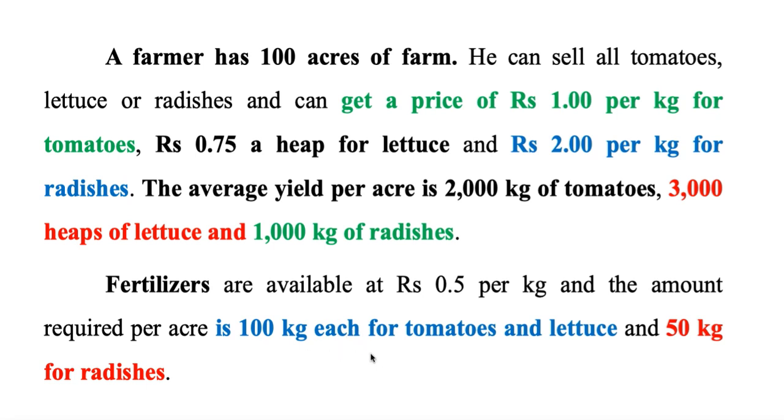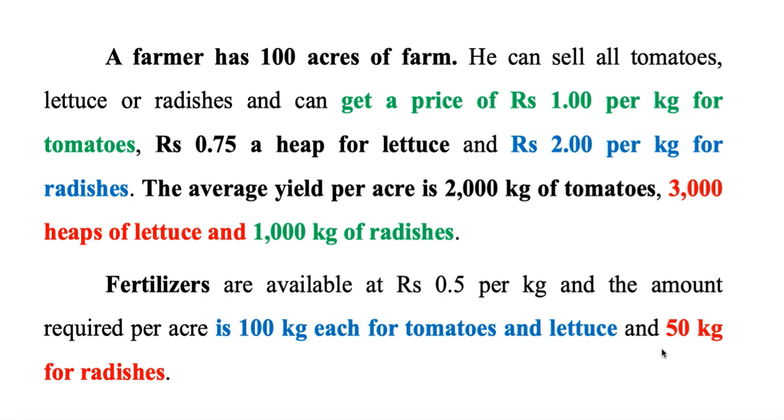That means we are going to add x1 and x2 into 100 kgs, because we have x1 and x2 acres of land available for tomatoes and lettuce respectively. How much is required for each acre? It is 100 kg. That is 100 into x1 plus x2. And what is the price per kg? That is 0.5. So we are going to multiply all that with 0.5.